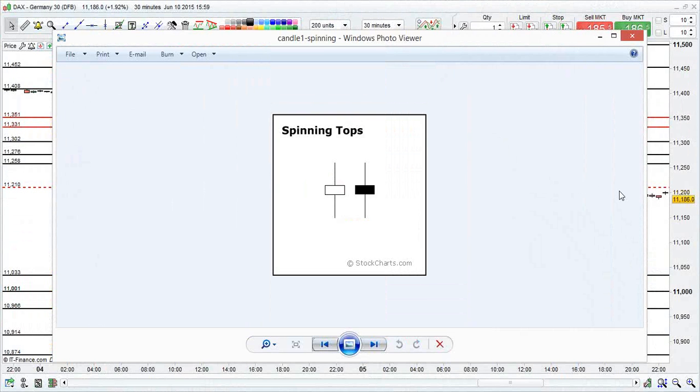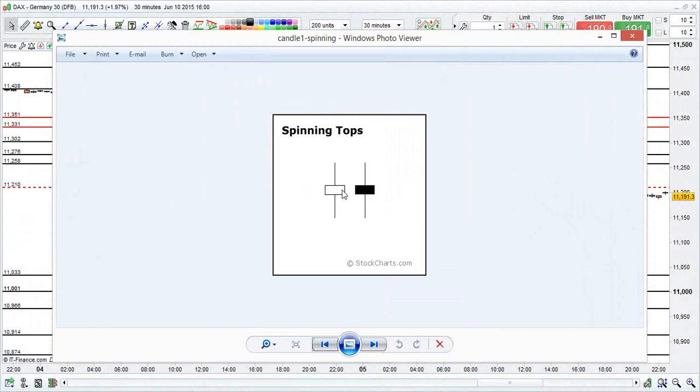Here we have a spinning top. Okay, these different type of candles represent a period of indecision in the market, and as you can see, they have a very small real body, whether bullish or bearish. Either one has a small body, and they do not show much difference between the opening and the closing price. They're quite close together there. This indicates that we have a large trading range. Okay, so we have an upper wick and a lower wick, a good trading range, but the real body, the open and close, was quite tight.